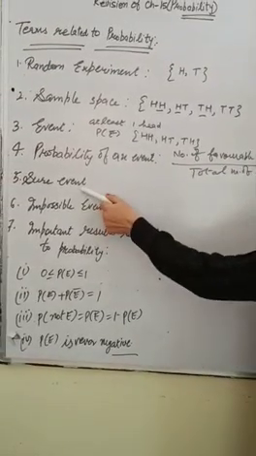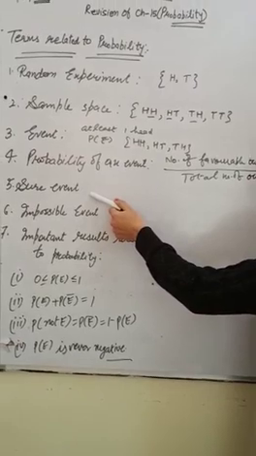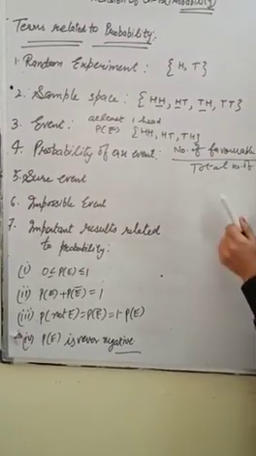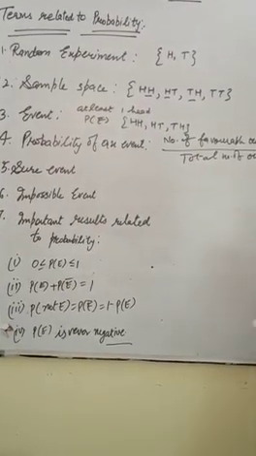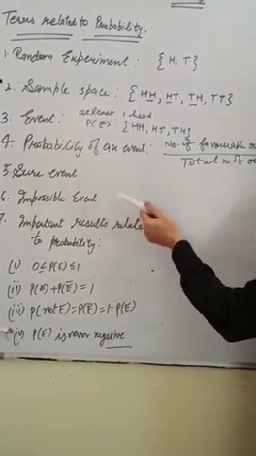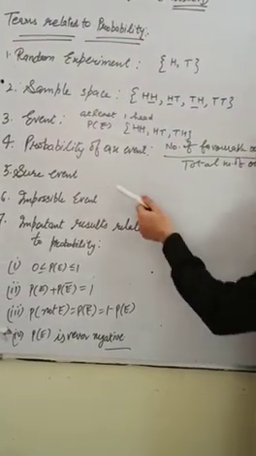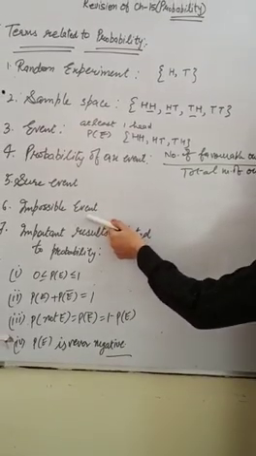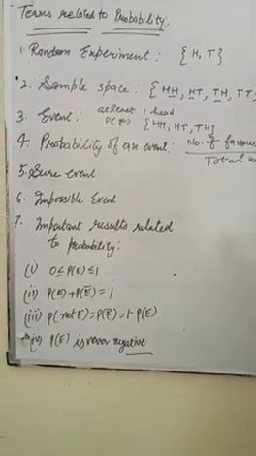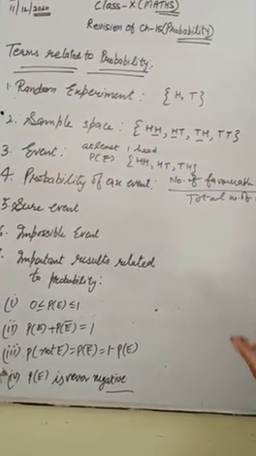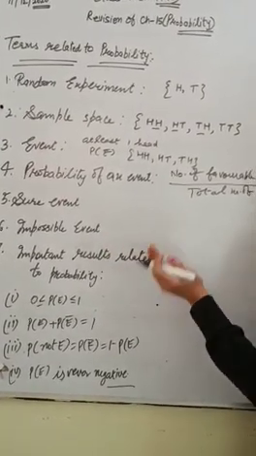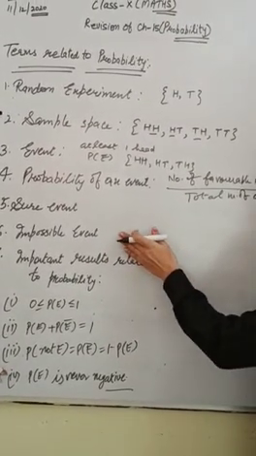Next is the sure event. A sure event means that if we are tossing a coin, definitely one of the outcomes will occur, either head or tail. So it is the sure event. Impossible event: for example, if I am tossing a coin and I want the number 5, 6 or 7, it is an impossible event, because on the coin there can be only head or tail.